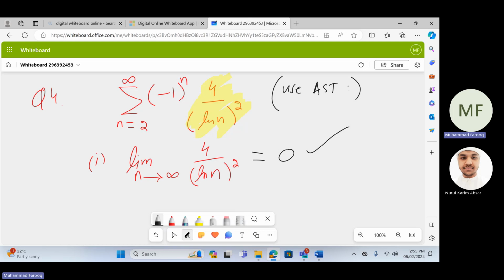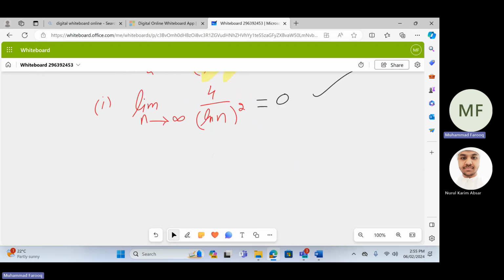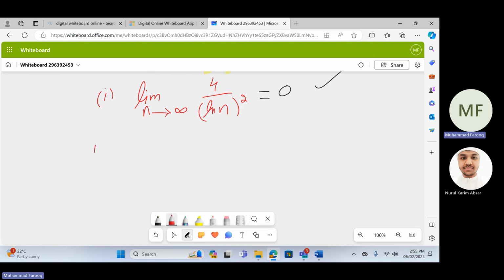Very good. So now you can perform the second condition. For example, if it is not 0, then it's very clear it is a divergent series. But unfortunately, it is not like that. We have to perform the second because the first condition is okay. What is the second condition? Increasing or decreasing. And for that, what do we need? We need the first derivative test. So for the second condition, we need f prime. My function is 4 (ln n) to the power minus 2.